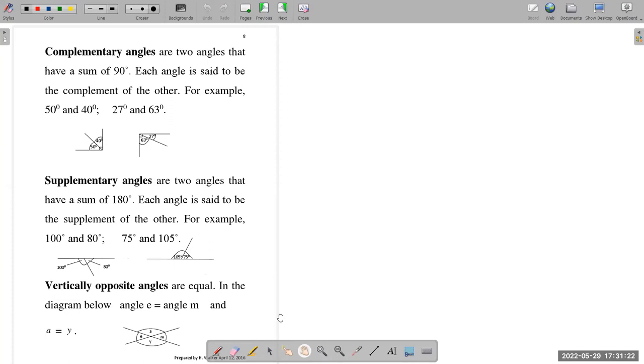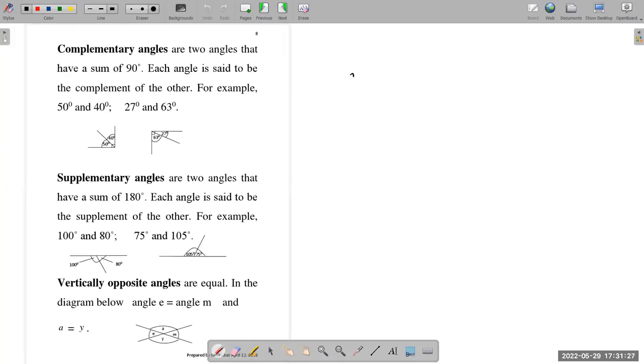Then we have complementary angles. So once we have a 90 degree, always ensure you remember to pay attention to the symbols. This box requires you to understand that's a 90 degree angle. If I am to split that angle into 2 or 3, I know the sum of those angles, let's say the angle is A and the angle is B, the sum of those 2 angles must equal 90 degrees, and we call it complementary angles.